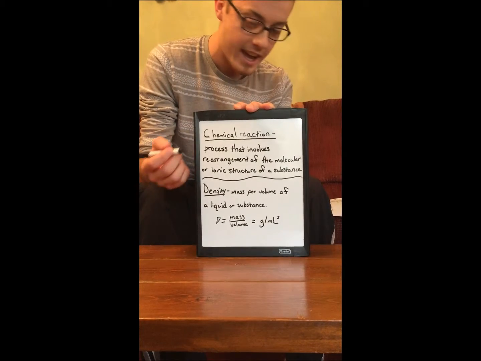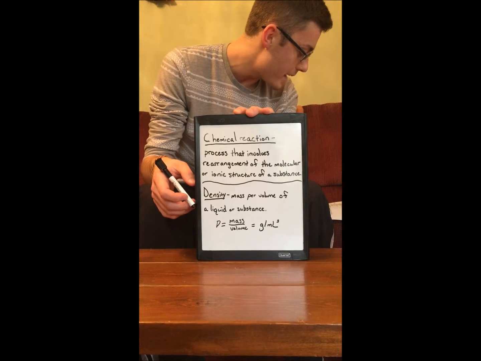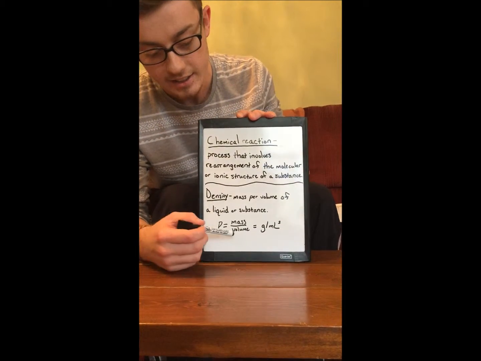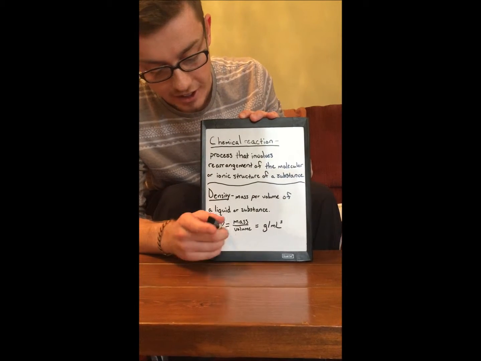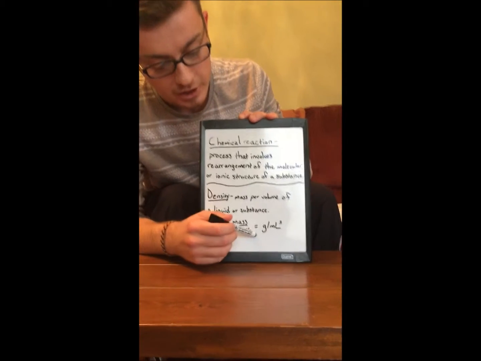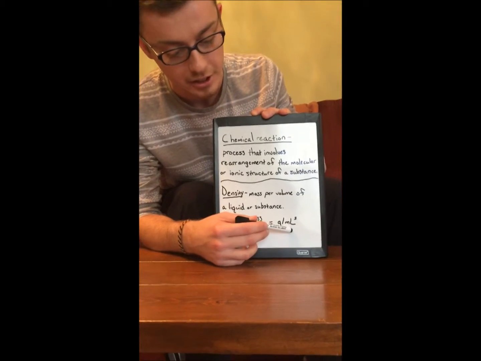of a substance, and density, which is the mass per volume or mass divided by volume of a liquid or substance. Down here is the formula of density, which is mass over volume, which equals grams per milliliters cubed.